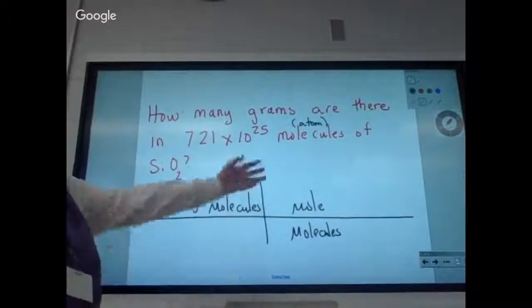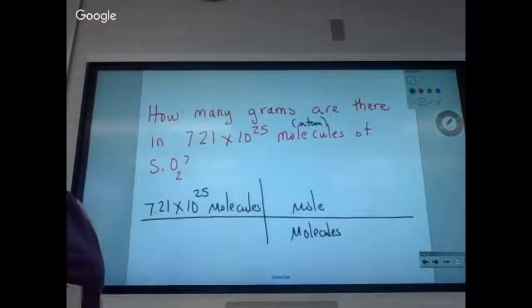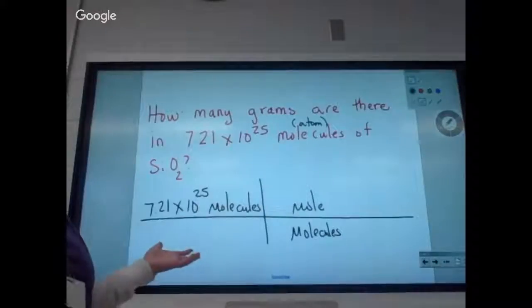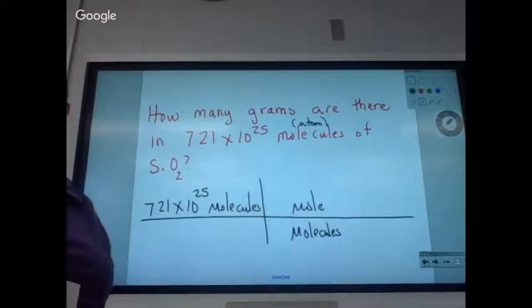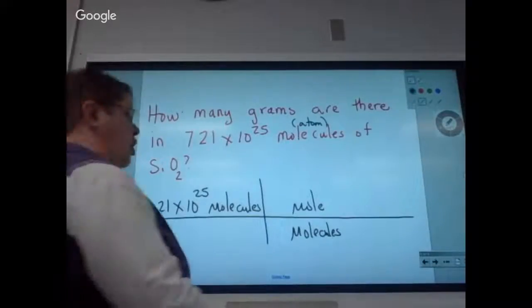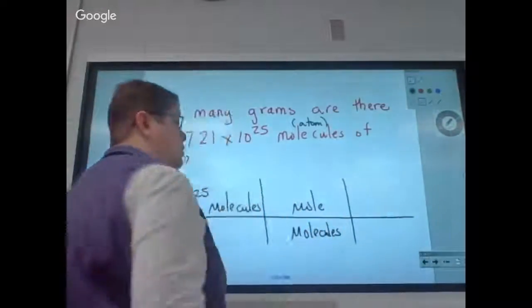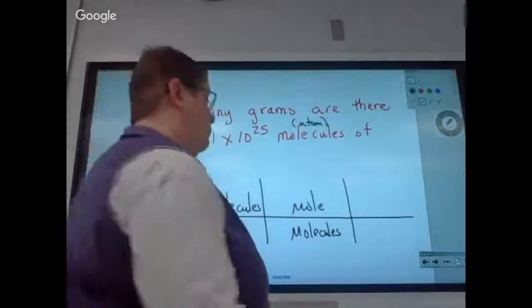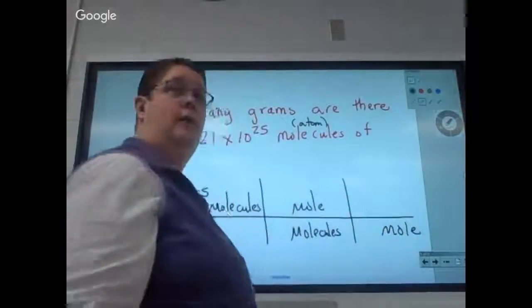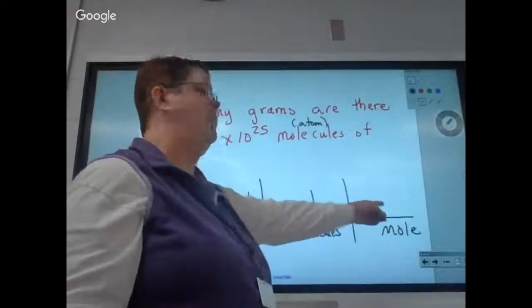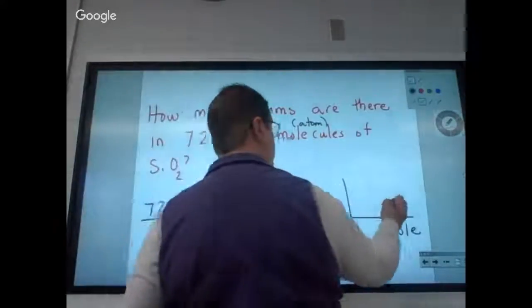Now, if I wanted moles, I'd stop. But we don't. We want grams. So this is like last time when we went from atoms to grams, we needed how many sections? 3. So we just draw another little section. So what goes on the bottom? Moles. And then what goes on top? Grams.